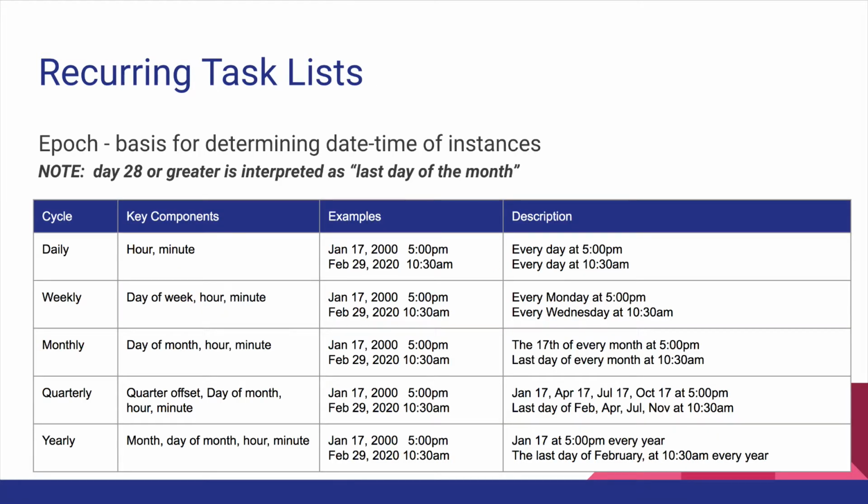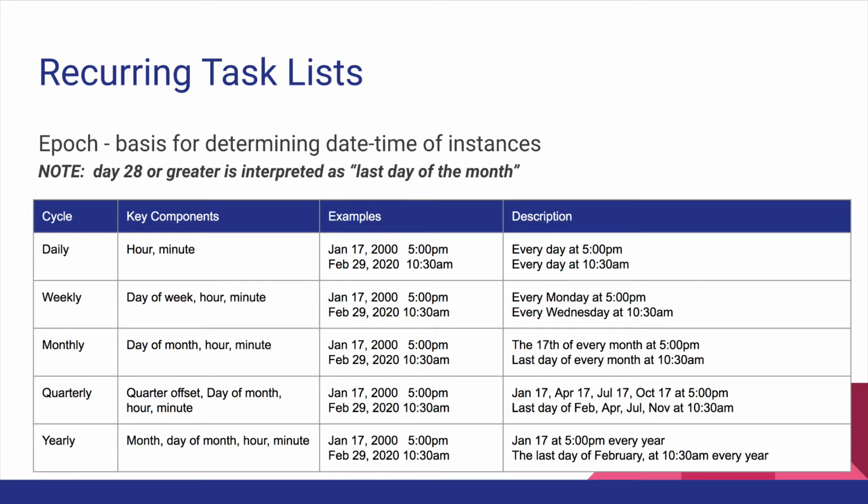Whenever we have something that recurs, we need two things in order to figure out when the next instance falls. We need an epoch date and a cycle. The cycle determines how often, whether it's daily, weekly, or monthly. And we need the epoch date to determine when the exact next instance is going to be. Depending on how something recurs, we'll need different parts of that epoch date. So for example, if something recurs daily, it will look to the epoch date to find the hour and minute when it should occur. And if it recurs weekly, it will look at the epoch date for the day of the week and the hour and the minute at which it recurs.